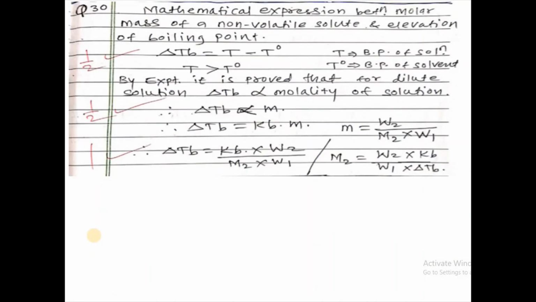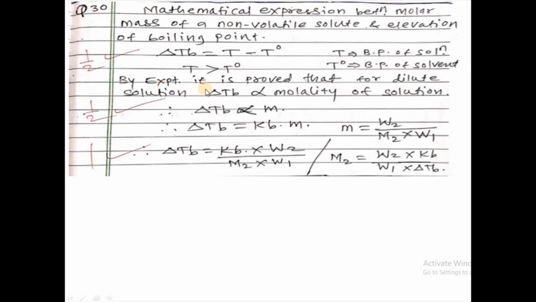Question number 30: derive the mathematical expression between molar mass of a non-volatile solute and elevation of boiling point. Here elevation of boiling point takes place, hence delta TB is equal to T minus T0, because elevation means the solution has a higher boiling point than the pure solvent, hence T minus T0.